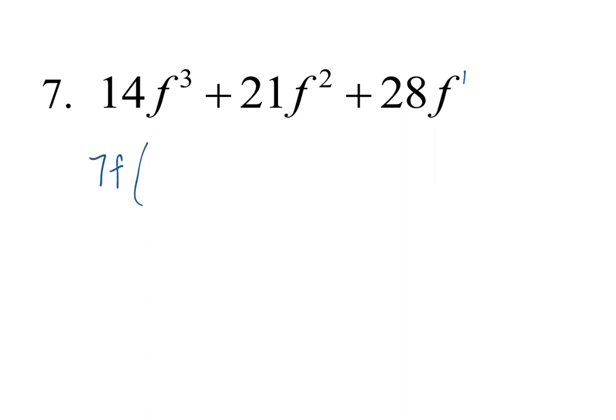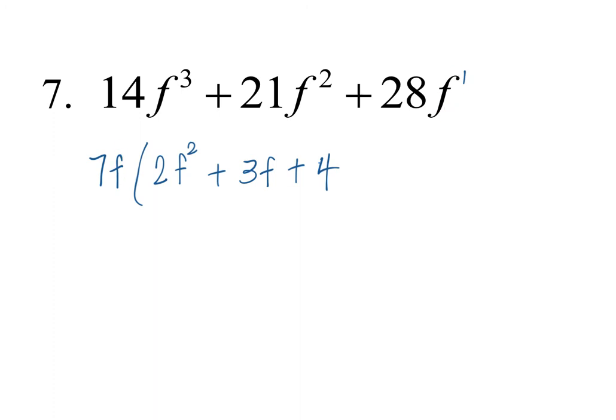So 14 divided by 7 is 2, and then f cubed divided by f. Keep your base, subtract the exponents, we get f squared. 21 divided by 7 is 3. F squared divided by f, again, keep your base of f and subtract the exponents. So 2 minus 1 is f to the first power. 28 divided by 7 is 4. And f to the first divided by f to the first.